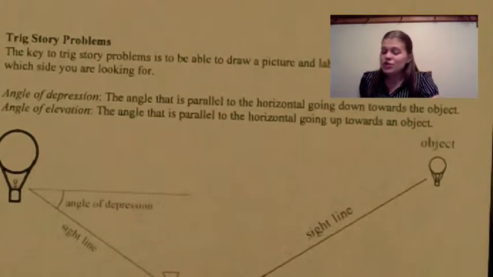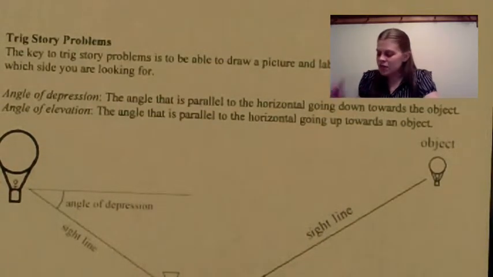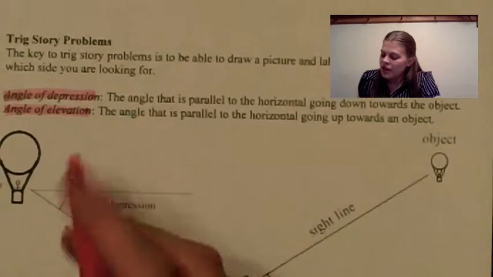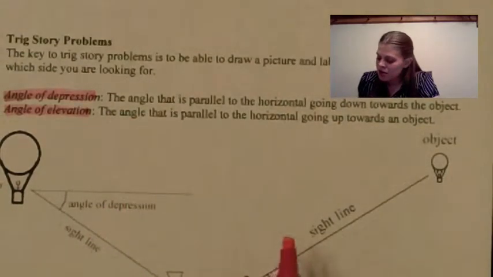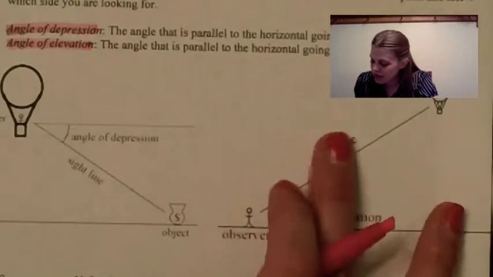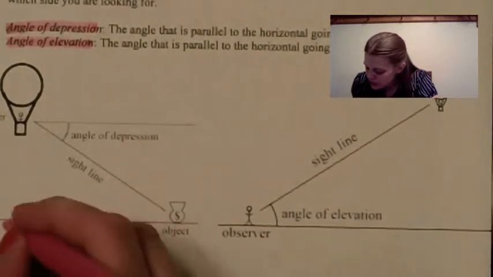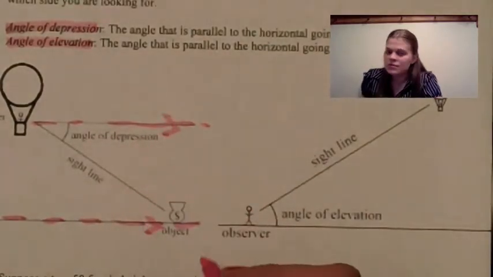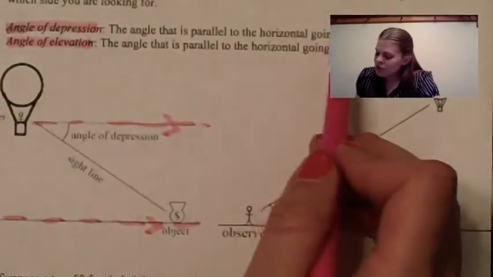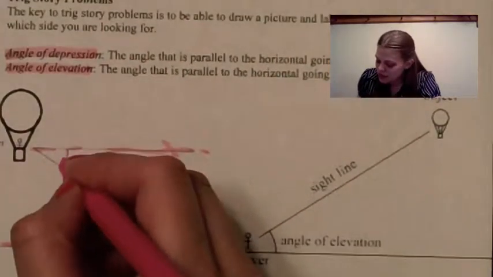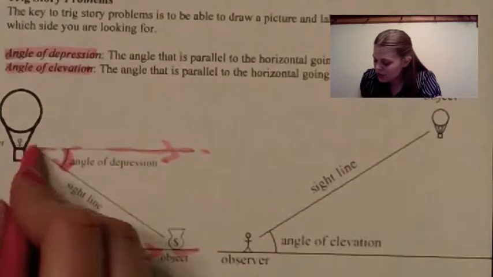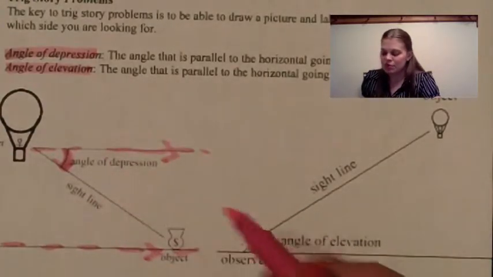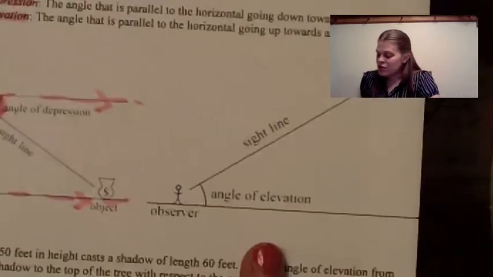Okay? So there's two pieces of vocabulary that we need to know first of all. One is called the angle of depression and one is called the angle of elevation. The angle of depression is the angle that's parallel to the horizontal. In our picture right below it, this is our horizontal, and these two are going to be parallel. Remember, that's how we signify that they're parallel. So it's parallel to the horizontal going down towards the object. This is our angle that's created going down to the object. So here I am looking from the hot air balloon down towards the object of money, and that creates your angle of depression.